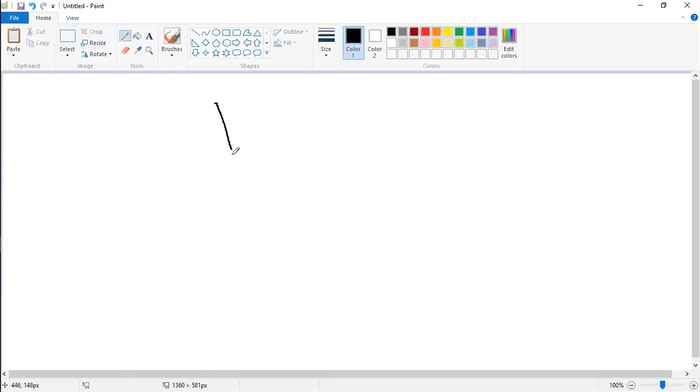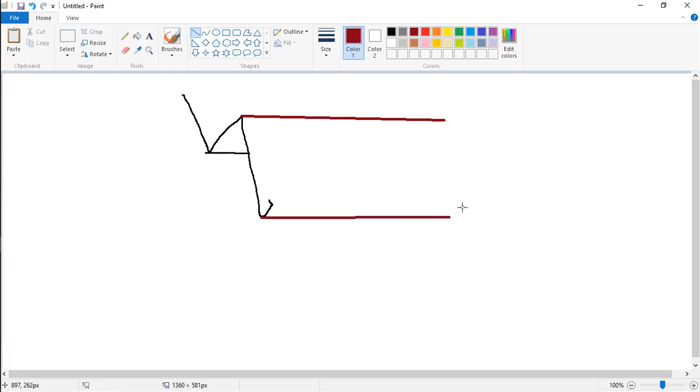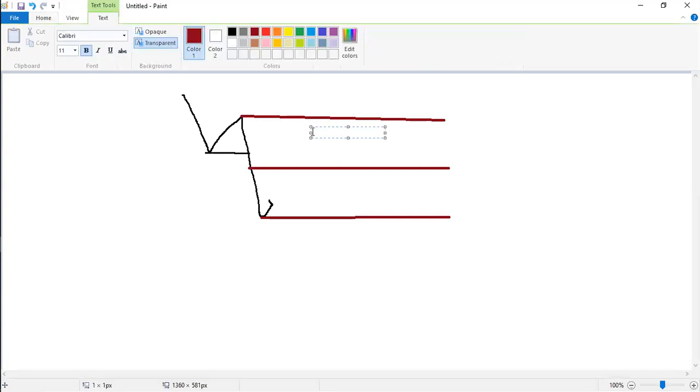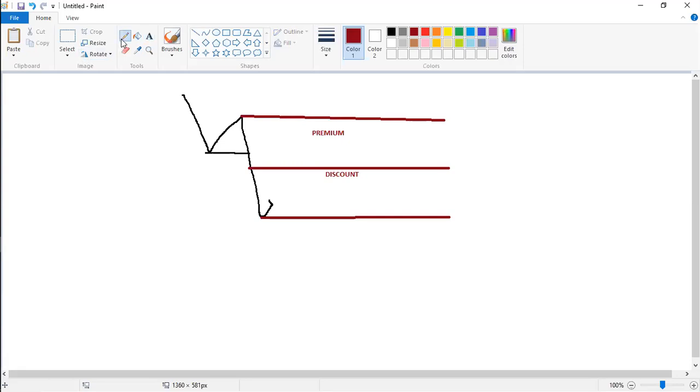Then in a downtrend, lower low, lower high, this is our BMS. So our range is this high and this low. You take your Fibonacci and put the 50%. So this is premium and this is discount. In a downtrend, we are only selling in premium. Price goes to premium, we sell.